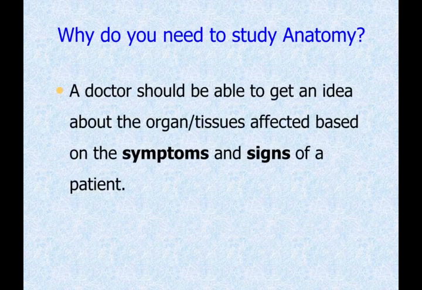A doctor should be able to get an idea about the organ or the tissues affected based on the symptoms and signs of a patient. Symptoms are the complaints by the patients. If a patient comes and tells a doctor that he is having headache, abdominal pain, chest pain, backache, constipation, those things are called symptoms. Signs are what the doctor elicits from patients after talking to the patient, taking a history about his illness and examining the patient.